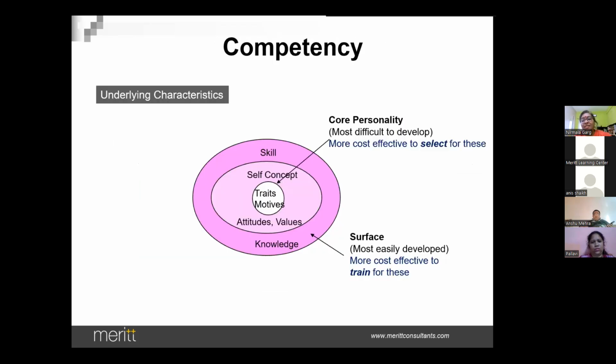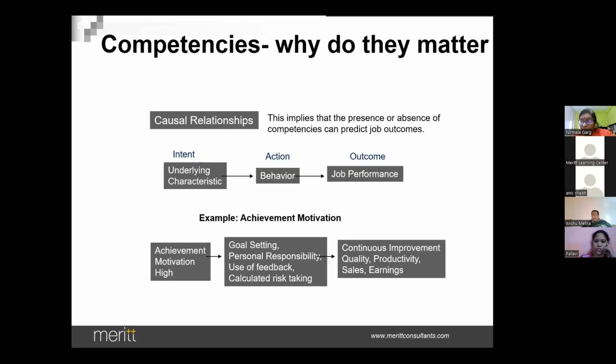So as I said, when you are hiring, you actually look for those traits and motives required as per the competencies, because they form the core and they cannot be developed easily. Whereas if you have a gap in knowledge, you can easily fill that gap. If you have a gap in skill, you can quickly learn. But if you are lacking in traits and motives, it takes a longer time to train them. It becomes almost impossible.